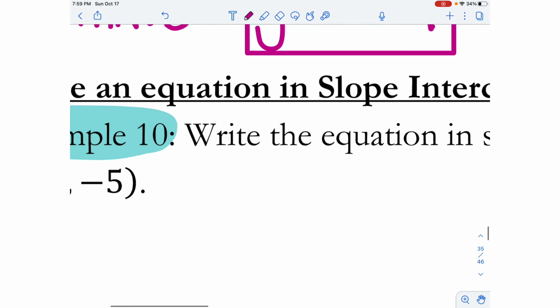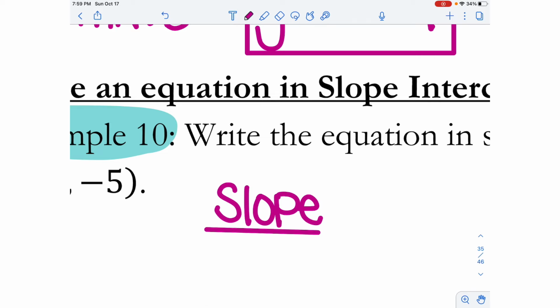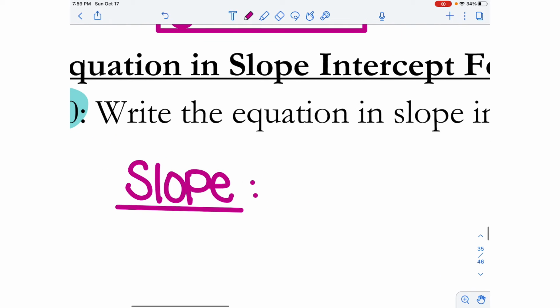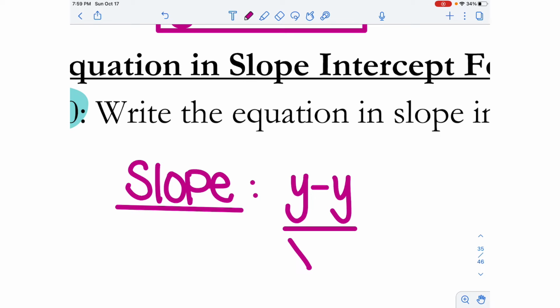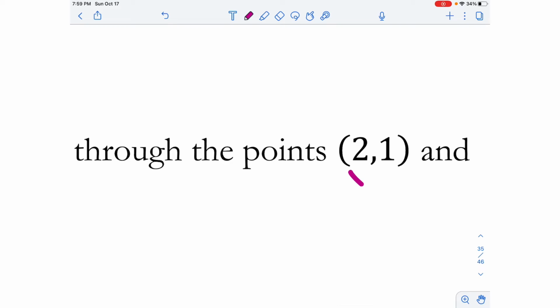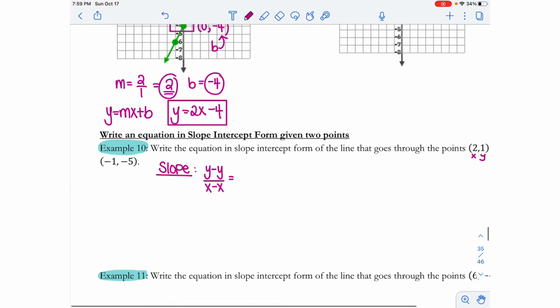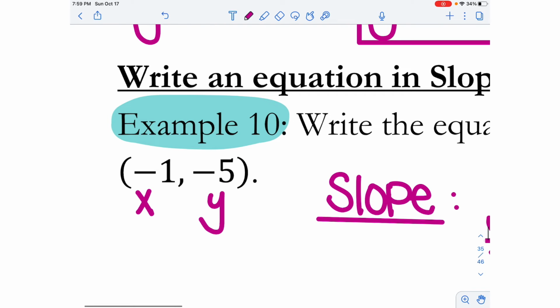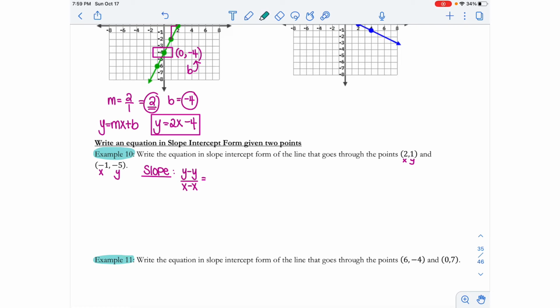So the first thing I need to do is find the slope of the line. To do that, I'm going to use the slope formula, y minus y over x minus x. So if you are given 2 points, you should always start with that. Don't forget points are x, y. So I'll start with this first point. The y value of this first point is 1, and the y value of the second one is -5.